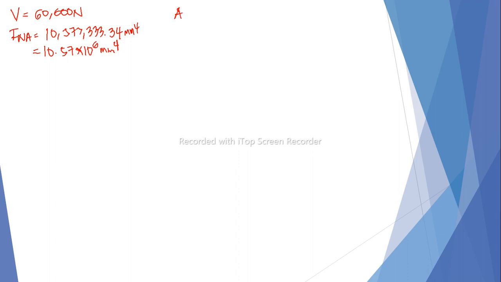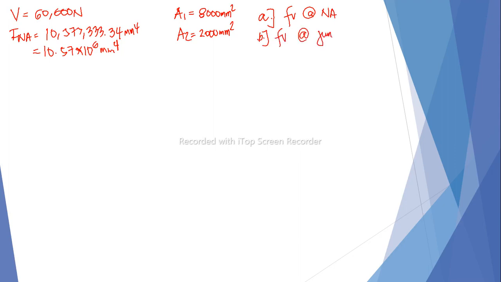What else is given? You also have area 1, which is equal to 8,000 square millimeters, and area 2 is equal to 2,000 square millimeters. Again, what we are looking for is, for A, the shearing stress at the neutral axis, and for B, the shearing stress at the junction of two sections.